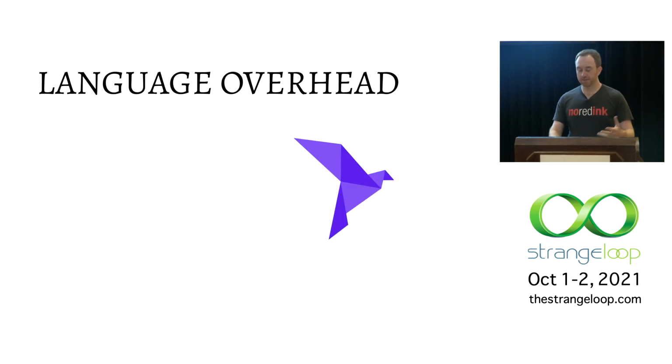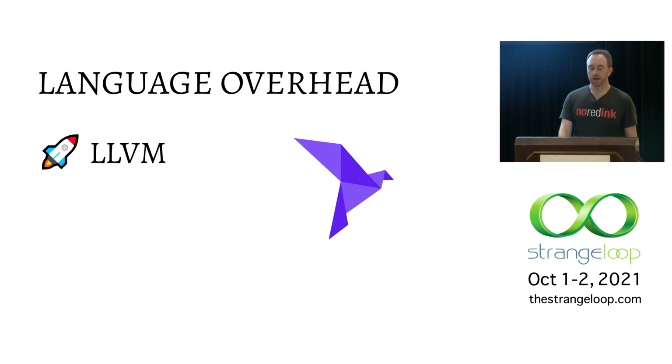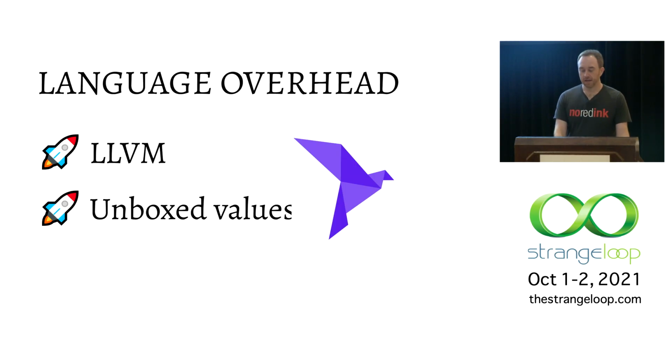Okay, so to sum up, when it comes to language overhead, we've basically tried to do as good of a job as we can of minimizing the language overhead of Roc. So we're using LLVM, that's basically the gold standard for high performance compiling to binaries today. We're using unboxed values basically everywhere we possibly can. There aren't any values that I know of that are boxed unnecessarily.